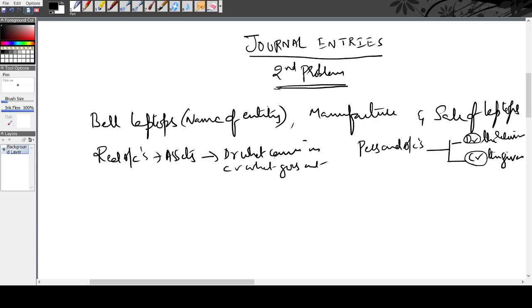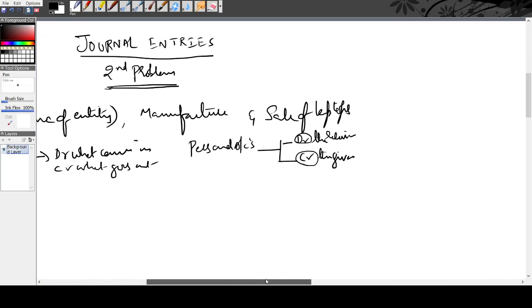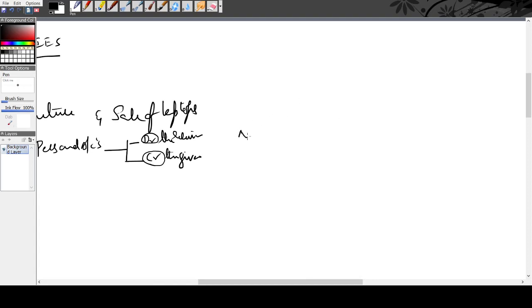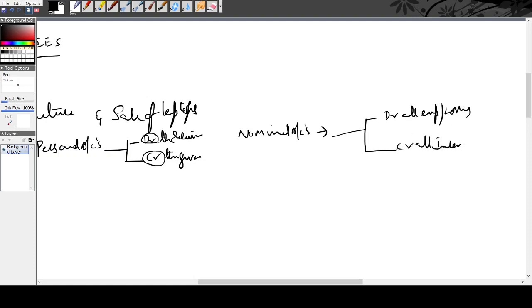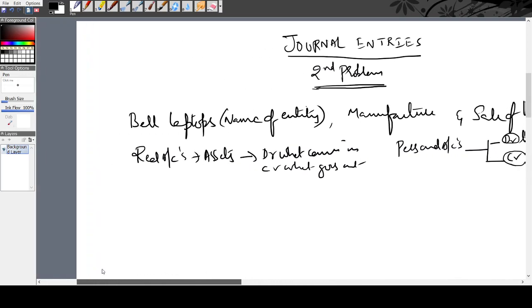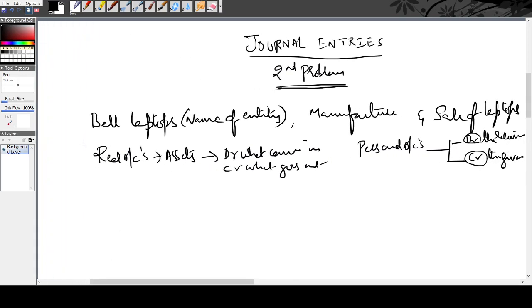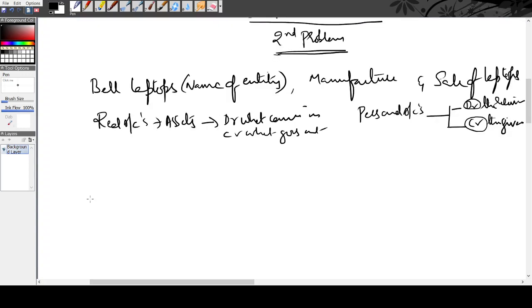Then we also discussed nominal accounts. Nominal accounts deal with expenses and losses and incomes and gains of the business. Rules are debit all expenses and losses, credit all incomes and gains. So expenses and losses should be debited in the books of accounts and incomes and gains should be credited. In our previous videos, we have learned how to record basic journal entries. In this problem, we'll try to increase the level of complexity.